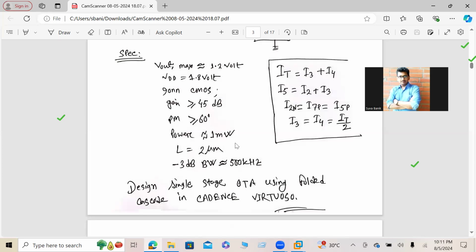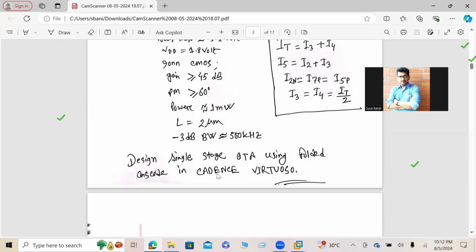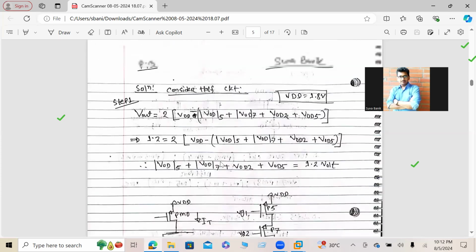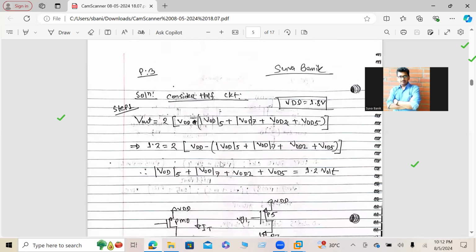I will make a separate video where I explain the relationship between frequency and the phase margin, that will be better for you. Okay, and here I will use a gain of 2 micrometer, and my 3 dB bandwidth should be 5 kilohertz or more. Let's see from the design. I already explained this thing to you. So whatever we do here, we just consider the half circuit.